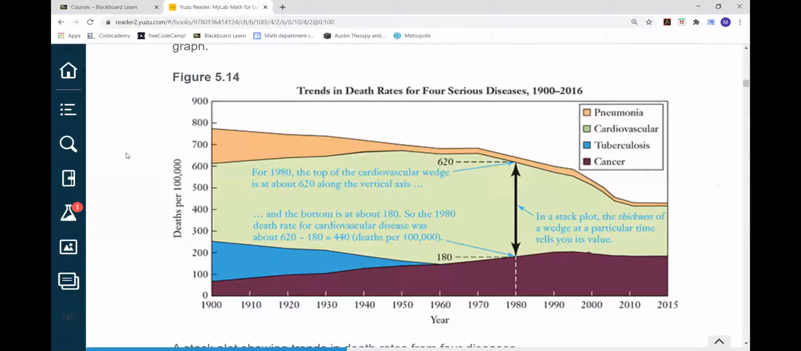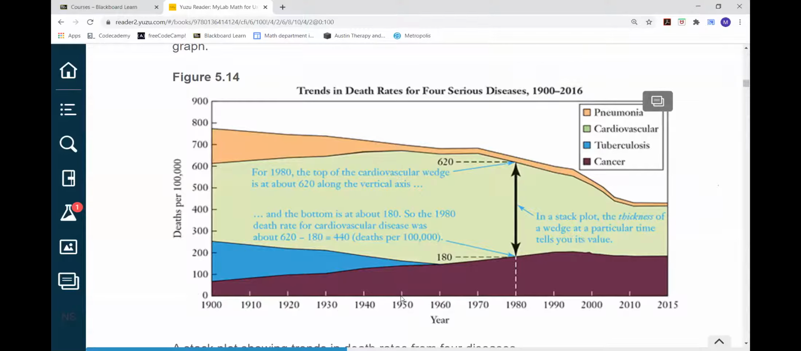What are they asking here? This is 21. For each of the 4 diseases individually, state whether its death rate increased, decreased, or remained nearly constant between 1900 and 1950. So we're just looking between 1900 and 1950. We're not even looking at the whole right side of this graph. We're stopping right here. So what are the trends with the diseases?